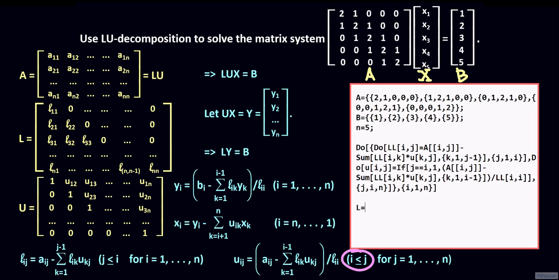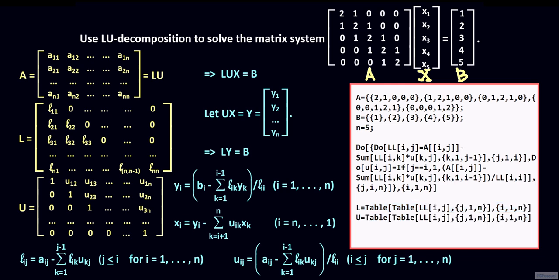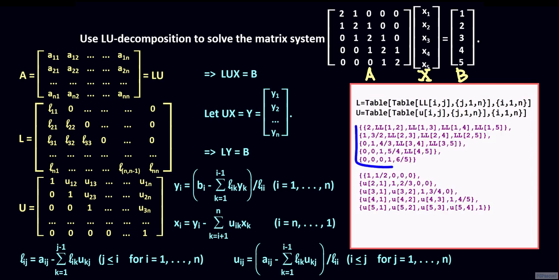We define the L matrix using nested tables. The inner table is for the entries of each row. These are double L sub ij, where j goes from 1 to n. For the outer table, which is for the rows, i goes from 1 to n. We do the same for the U matrix. We simply copy the code for the L matrix, paste it, and change double L to lowercase u. We execute the entire code. Here are the components of L, and here are the components of U.